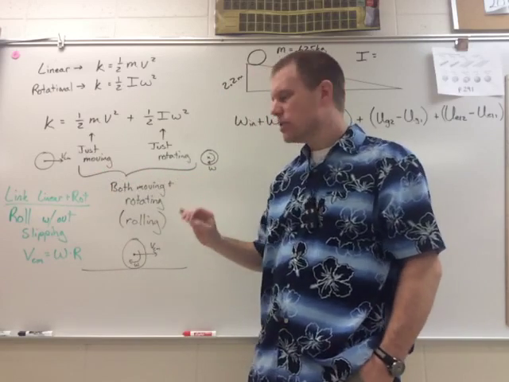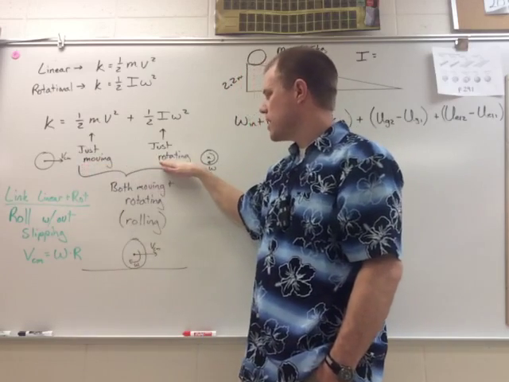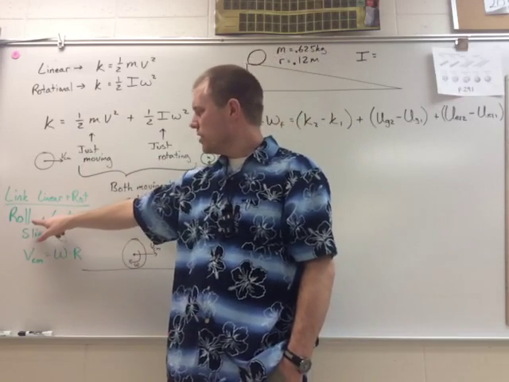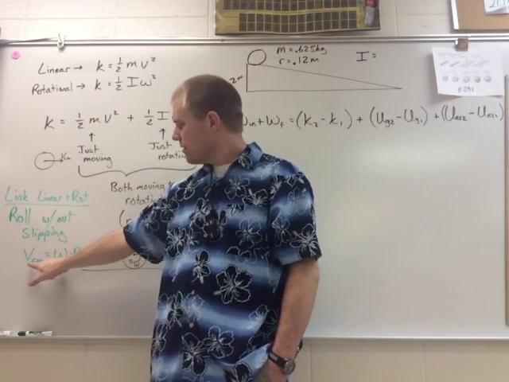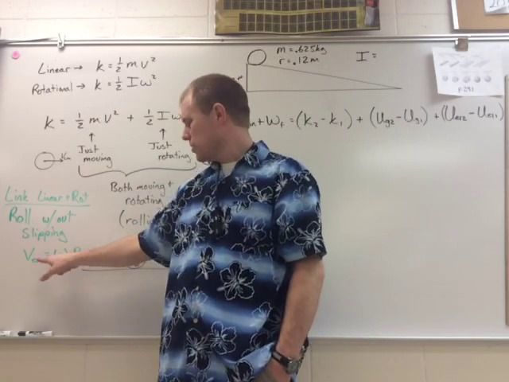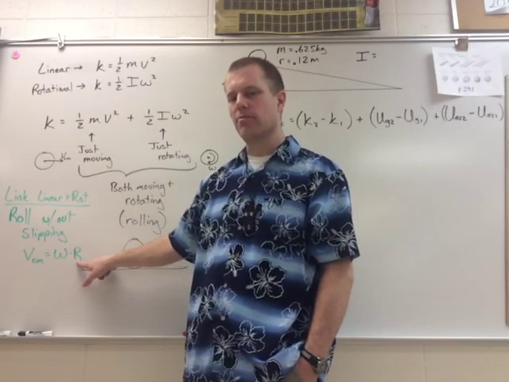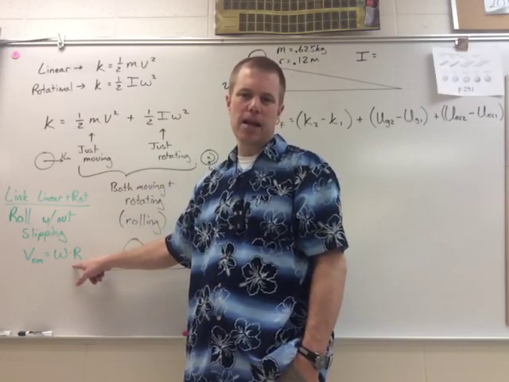Now, there is a link between this linear kinetic energy and this rotational kinetic energy, and it has to do with that if an object is rolling without slipping, now without slipping, that means that the velocity of the center of mass of the object is equal to the angular velocity times the radius of the object. And we're going to use this when we do problems for rolling objects.